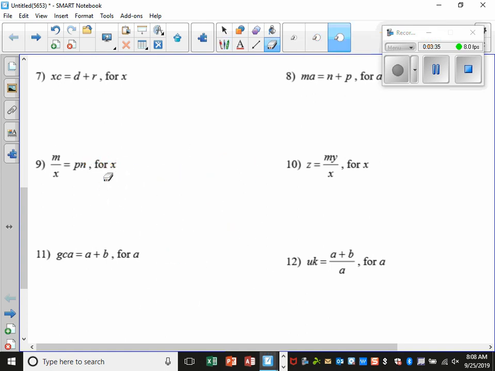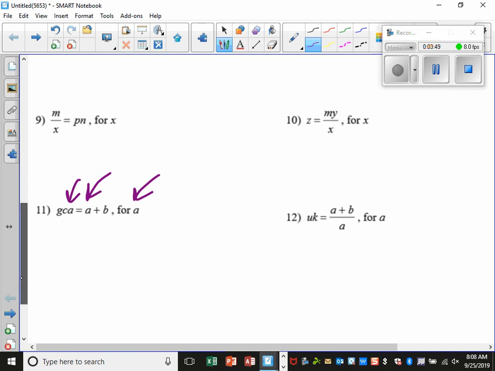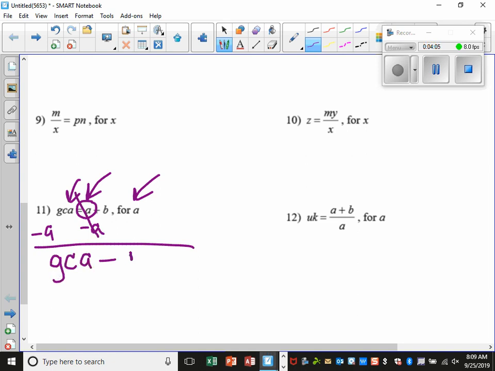So in question number 11, they want you to solve for A, but notice I have an A here and I have an A here. All right. So first thing I'm going to do is get all my A's to one side. When I get rid of this positive A that's right here, I'm going to subtract A, because that's the opposite or inverse of positive. So it's gone over here, but I'm going to end up with GCA minus A equals B.